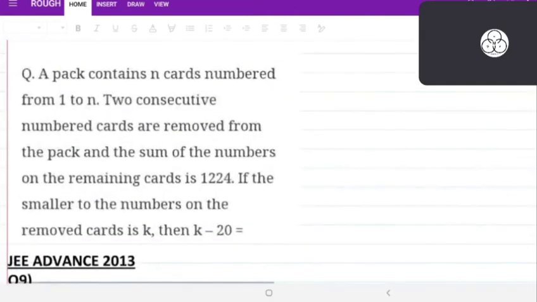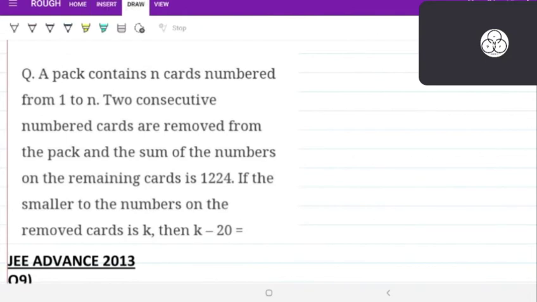A pack contains n cards numbered from 1 to n. Two consecutive numbered cards are removed from the pack, and the sum of the numbers on the remaining cards is 1224. If the smaller of the numbers on the removed cards is k, then find k minus 20. There are a lot of approaches, taking k as something. I'll give you only one approach, that is using a little bit of the idea of inequality here.